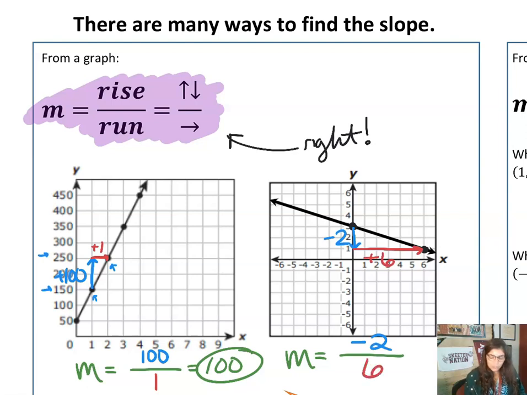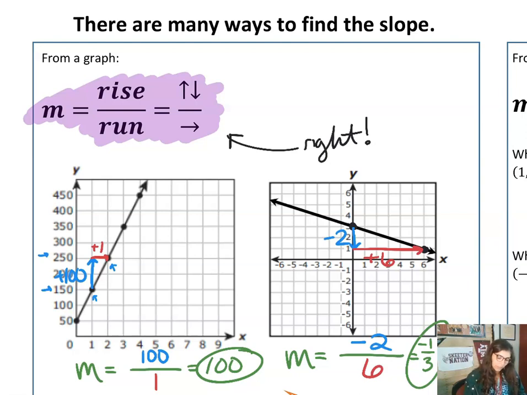My slope is negative 2 over 6, and since y'all know I like fractions, we're going to leave that in fraction form, but we're going to reduce the fraction, and we'd get negative 1/3 as my slope. Negative 2 over 6 reduces to negative 1/3, so my slope is going down 1, right 3.